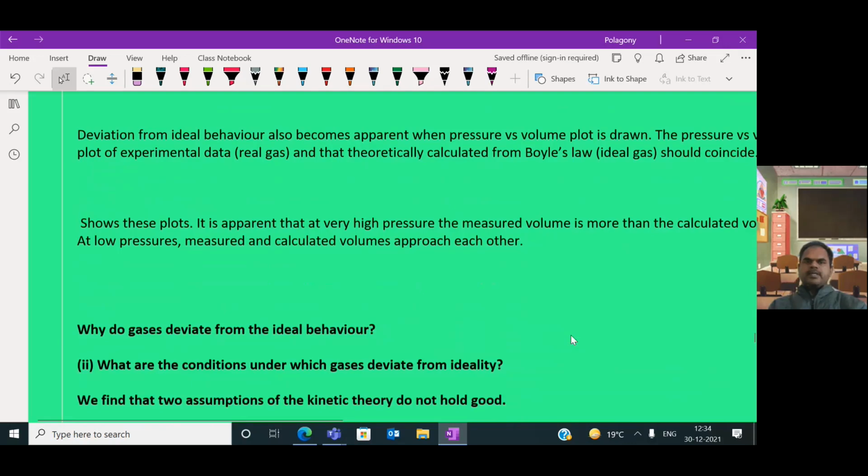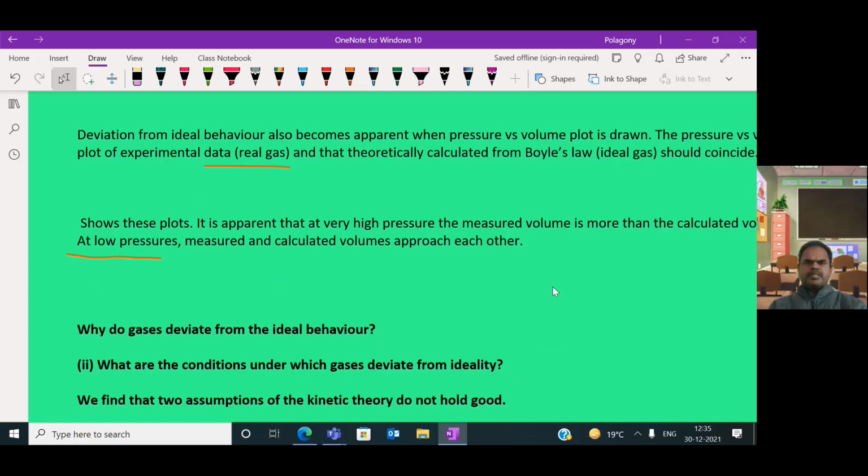deviation from the ideal behavior also becomes apparent when the pressure versus volume plot is drawn. The pressure versus volume plot of experimental data for a real gas, and that theoretically calculated from Boyle's law, should coincide. It is apparent that at very high pressure, the measured volume is more than the calculated volume. At low pressure, the measured and the calculated volume approach each other.